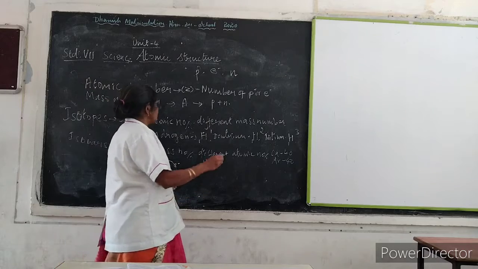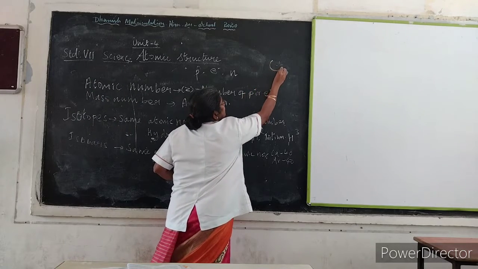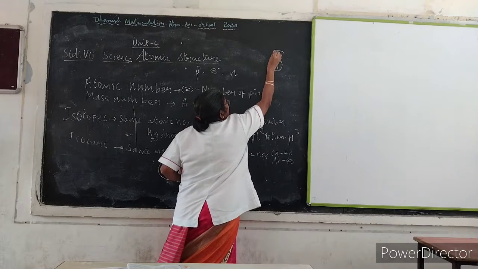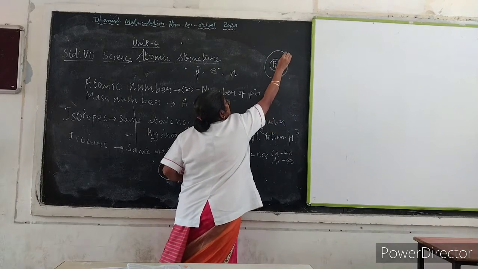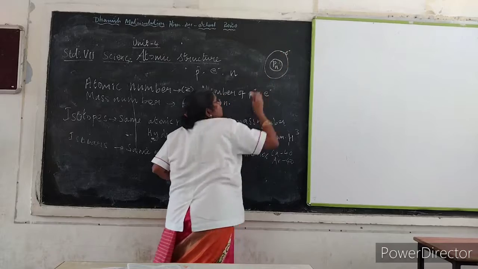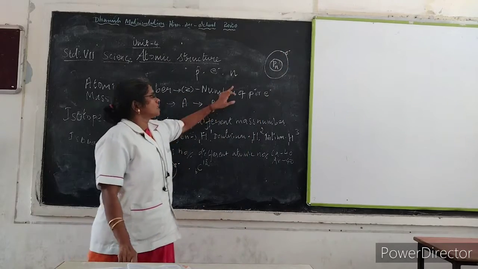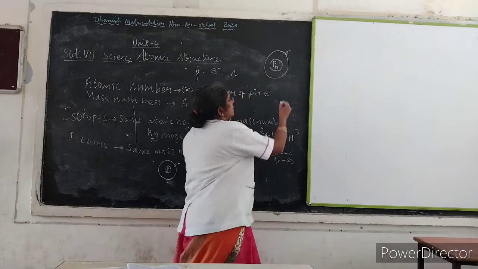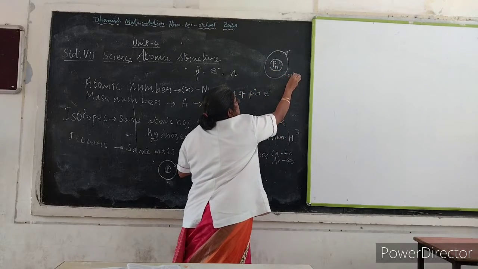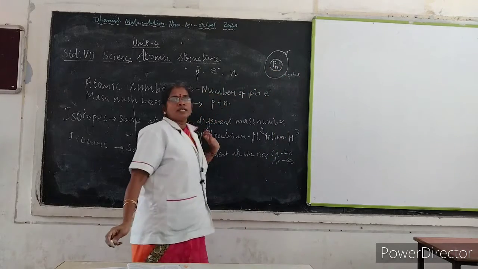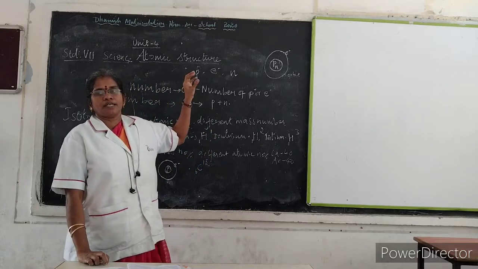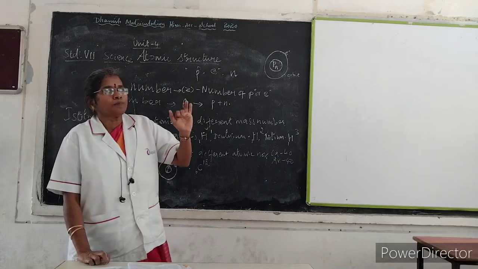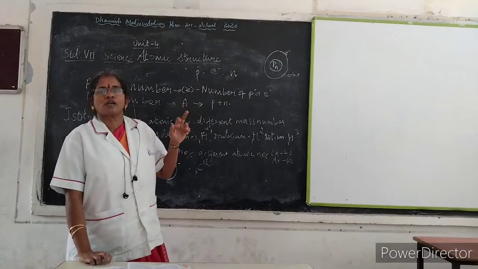So when you take the structure of an atom, inside the nucleus, protons and neutrons will be present, and outside the nucleus, electrons will be present. We call this circular path the orbit. Like the solar system: at the center, the sun will be there, and all the planets will be revolving around it in an elliptical path. The path we call the orbit.